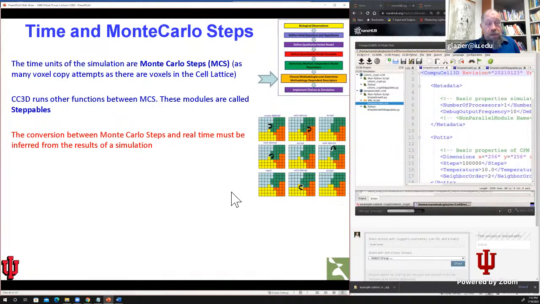And so you're going to see in CompuCell that the intrinsic time unit that we use is called a Monte Carlo step, MCS. And in fact, within CompuCell, when you want to know what time you are in the simulation, you don't ask for the time, you ask for MCS.